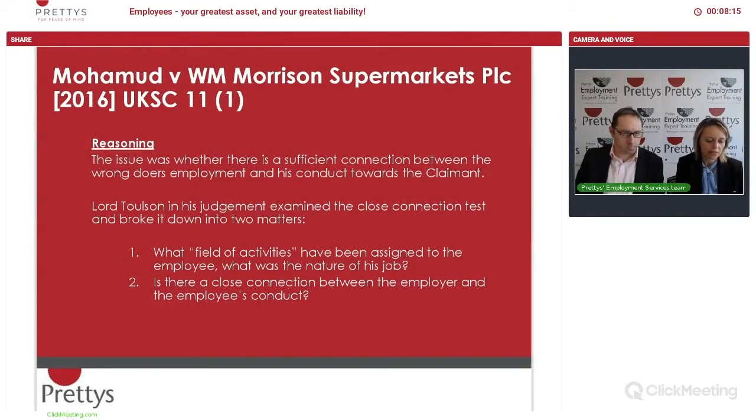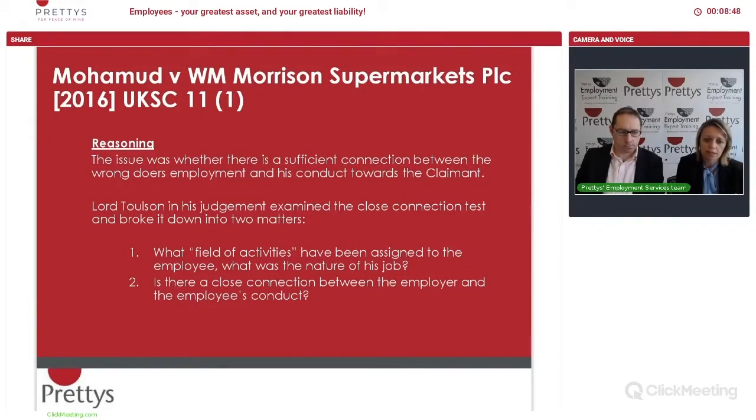So the claimant persisted, and he appealed to the Supreme Court, and the Supreme Court disagreed with the previous courts, and they said that actually the test is looking at the nature of the employee's job, looking at what functions, or as we put on the slide there, what field of activities has been assigned to the employee, and then ask if there is a sufficient connection between the job and the employee's conduct to make it right as a matter of social justice for the employer to be held liable.